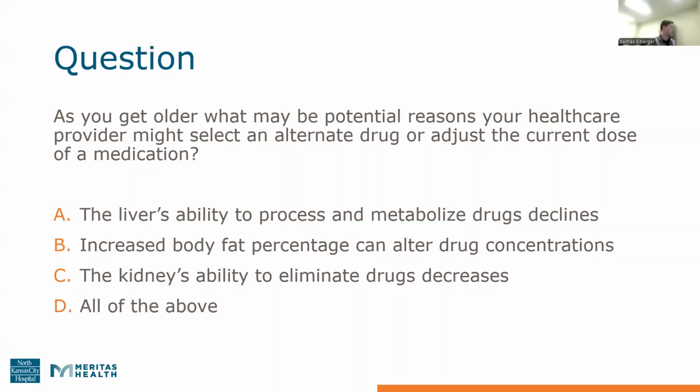As we talked, answer A is just really talking about metabolism and the liver's decline as we get older. B is referring to the drug distribution with our body fat increasing as we age. And then finally, C was talking about the kidney's ability to eliminate drugs. So you guys are correct. D, all the above.